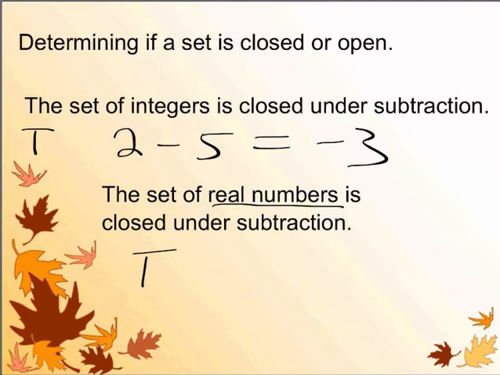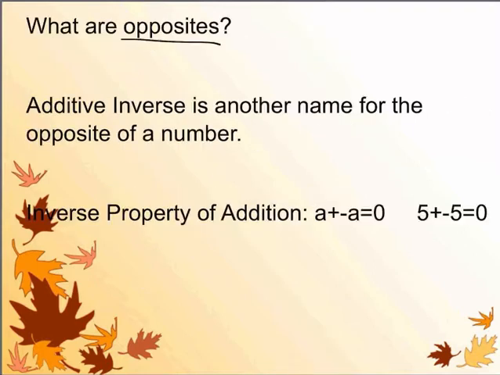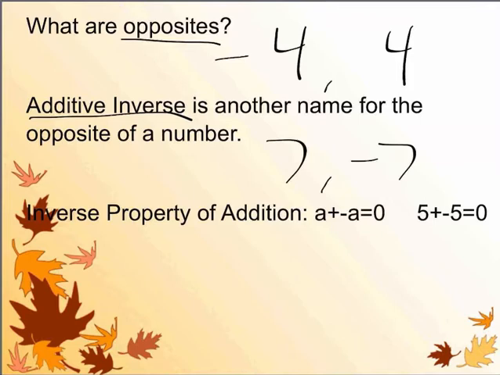All right, opposites. Again, this concept should be pretty intuitive. Another name for it is the additive inverse. Let's just say the opposite of negative 4 is going to be 4. The opposite of 7 is going to be negative 7. So when we look at the inverse property of addition, what we see is that when we add a number and its opposite, it's always going to sum to 0.